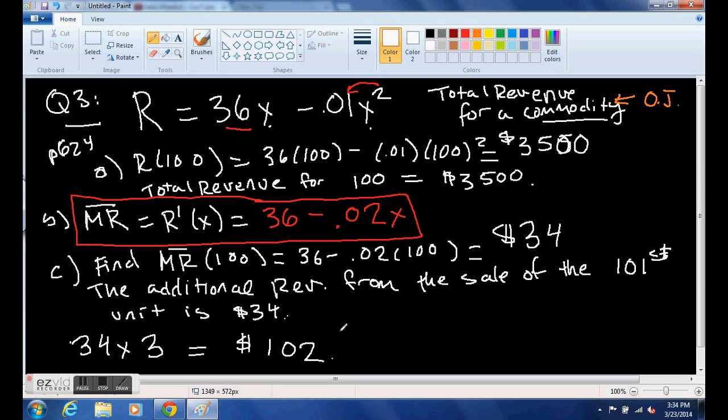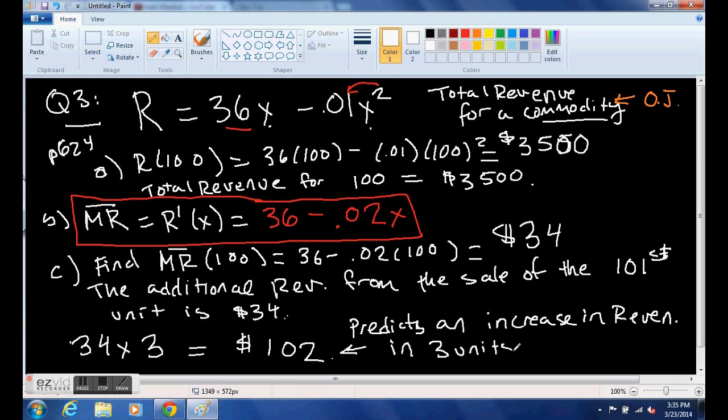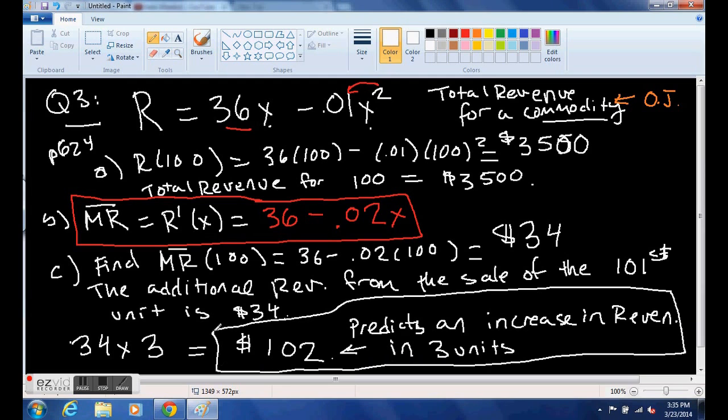So what does it predict about the sale of the next 3 units? It predicts that we will make $102 in increased revenue. Notice that's a positive number. So an increase in revenue of $102 for the next 3 units if you start at 100: 100, 101, 102, 103. It's making predictions about how much you think you're going to increase your revenue. And all of these predictions are coming from the fact that derivatives are a rate of change. So how much do you think your revenue is going to change?